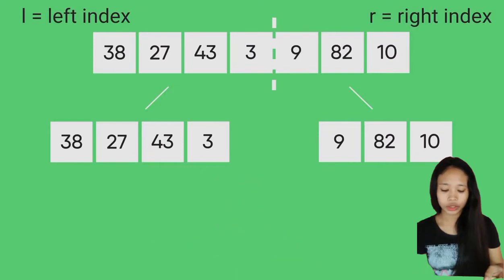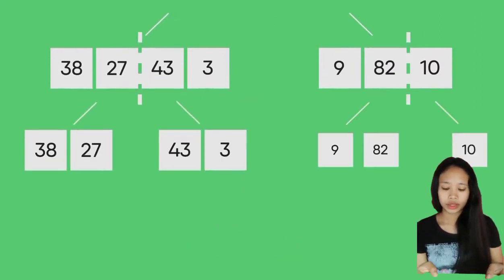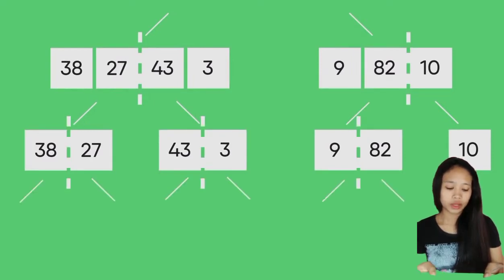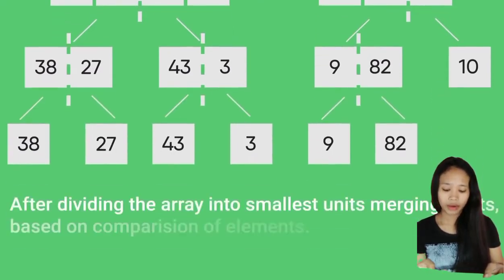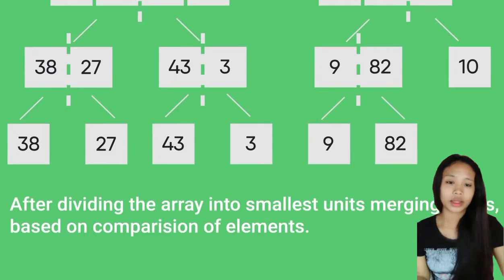There are two functions involved in this algorithm. The merge function is used for merging two halves. The merge sort function recursively calls itself to divide the array until the size becomes 1.